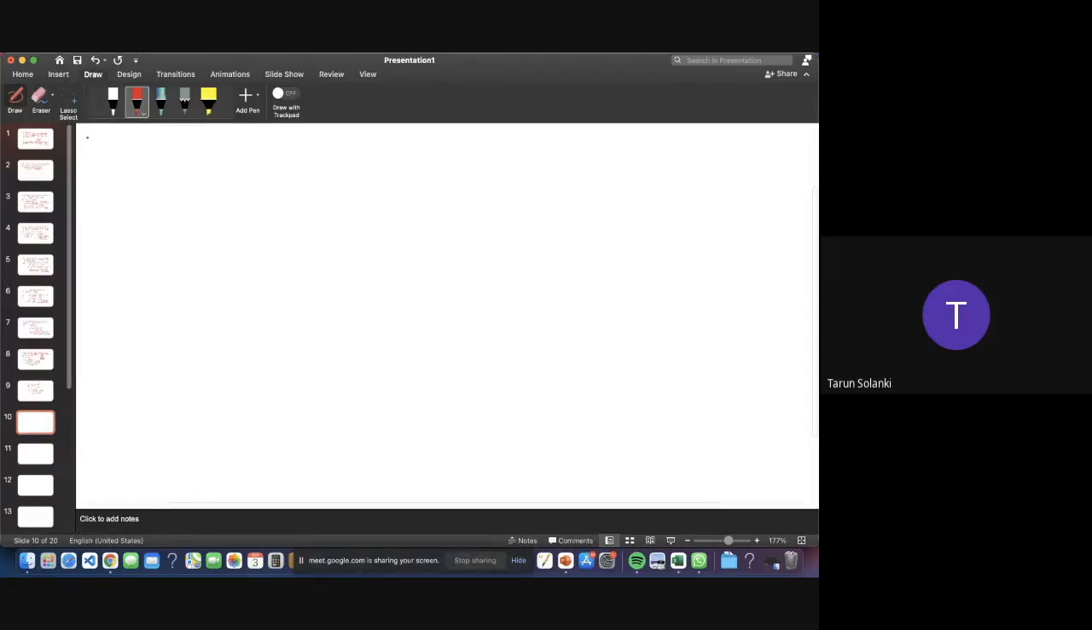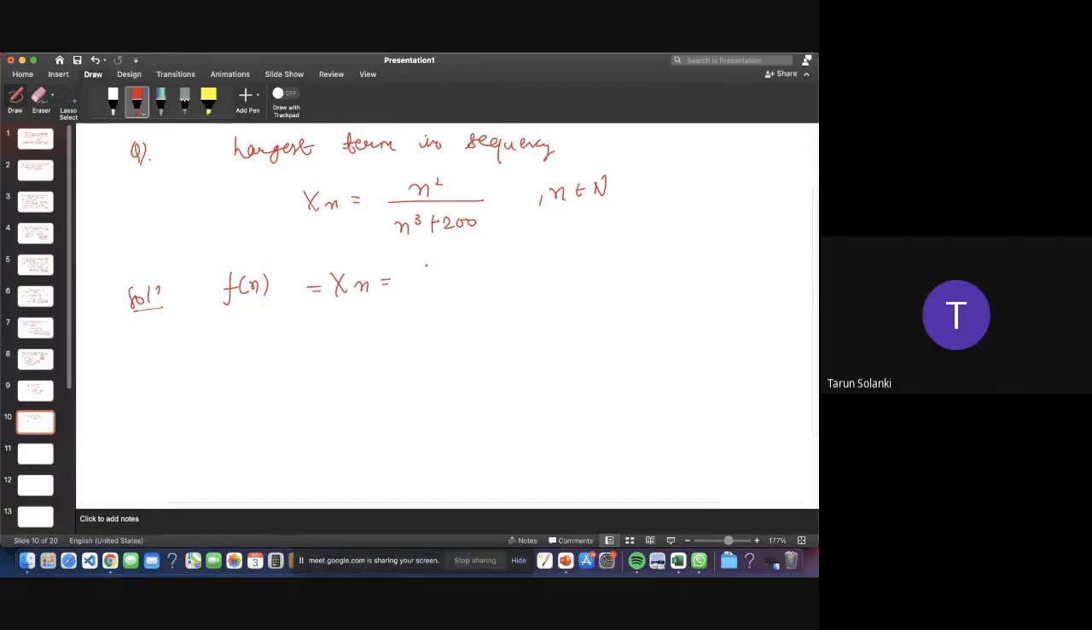Next question: the largest term in the sequence we have to find. The question is: the largest term in the sequence xn = n²/(n³ + 200), where n belongs to the natural numbers. Okay, so solving, we can say the function f(n) = xn = n²/(n³ + 200).